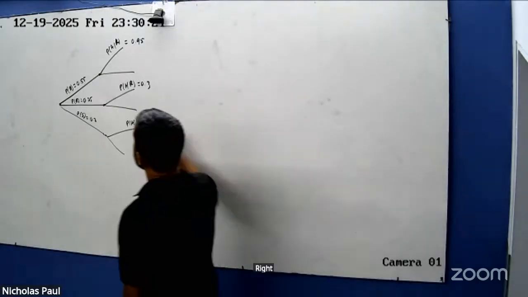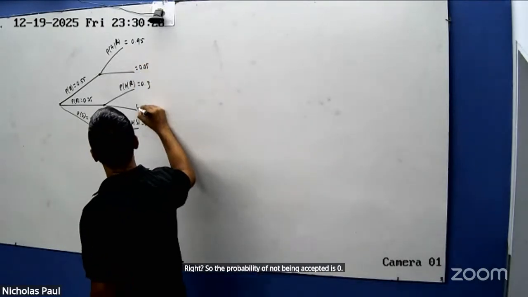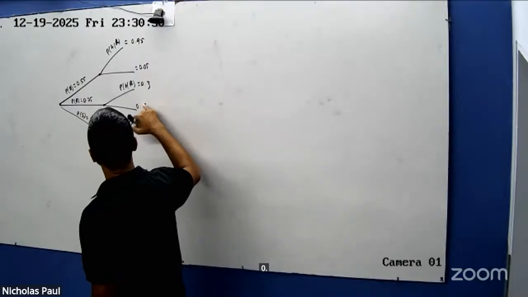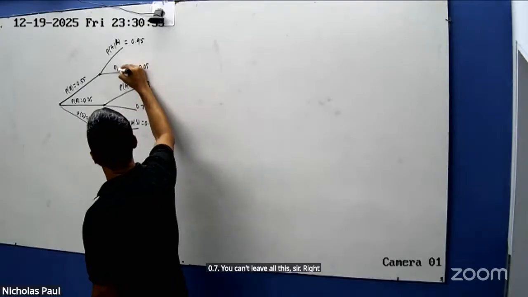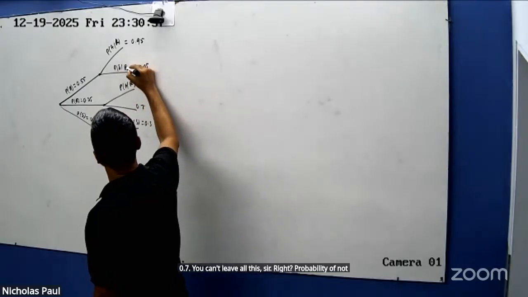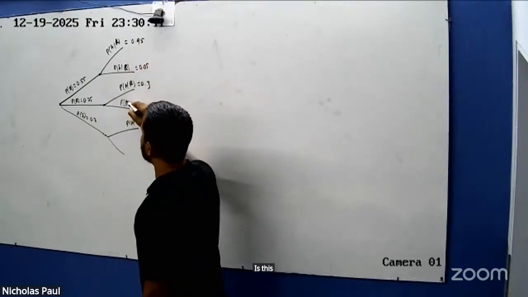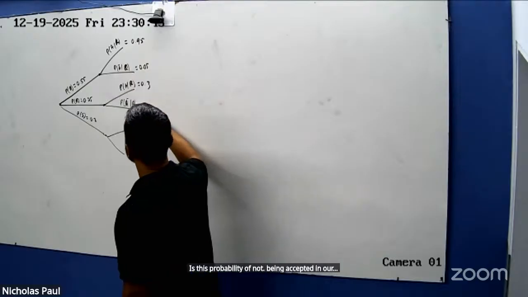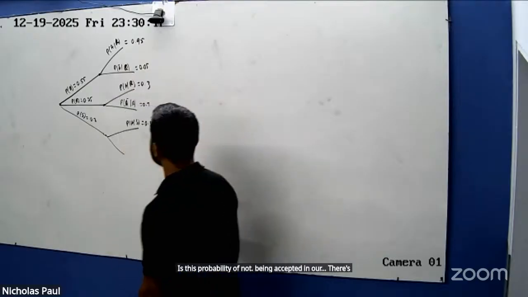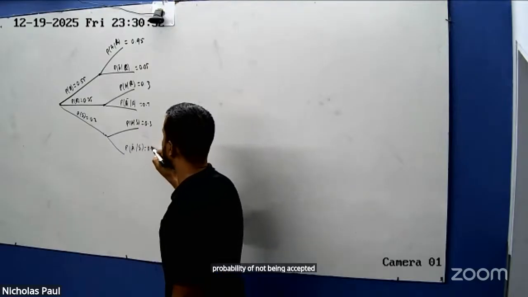Right? So the probability of not being accepted is 0.05, 0.7. You can't leave out this. Probability of not being accepted in Q is this. Probability of not being accepted in R is 0.7. Probability of not being accepted in S is 0.7.